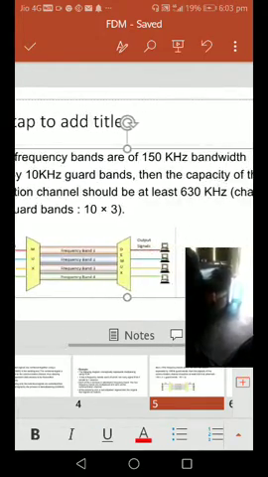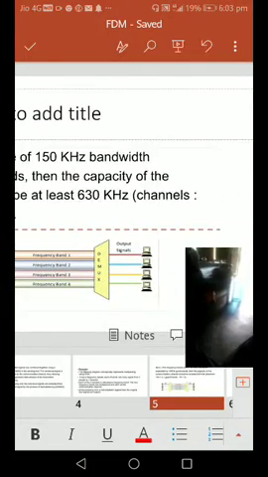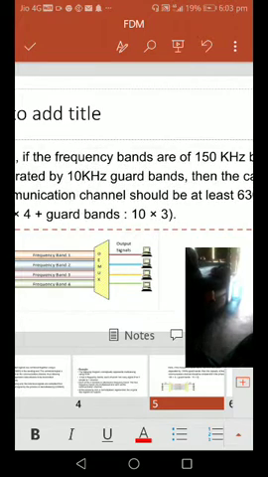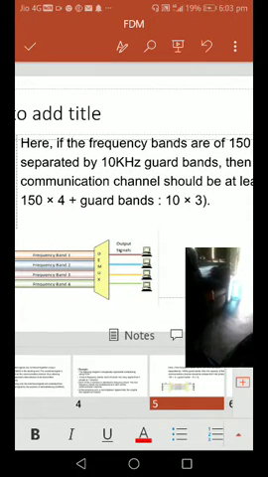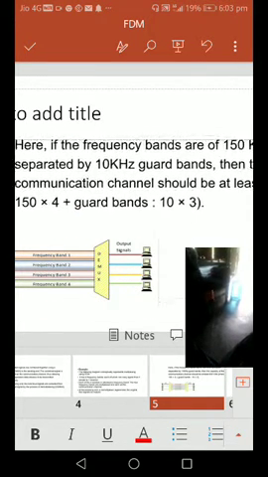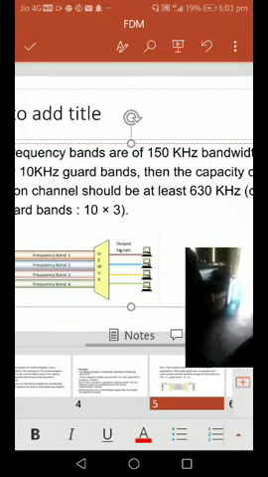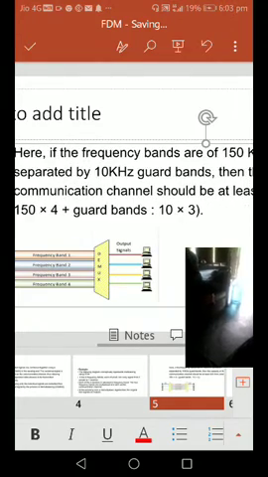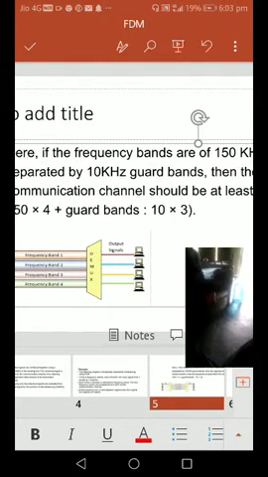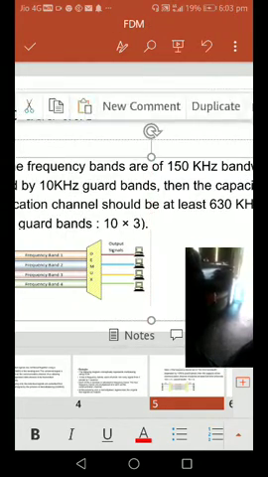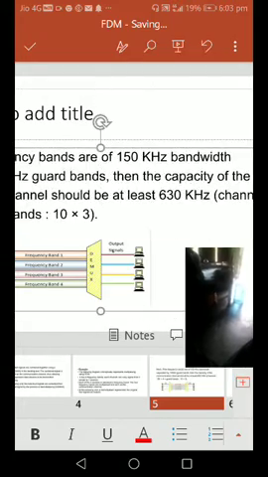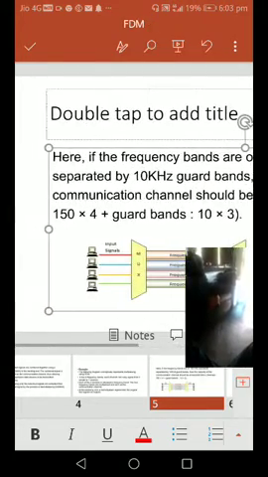Here the frequency bands are 150 kilohertz bandwidth each, separated by a 10 kilohertz guard band, so the signals are separated by the 10 kilohertz guard band. Then the capacity of this communication channel should be at least 630 kilohertz.